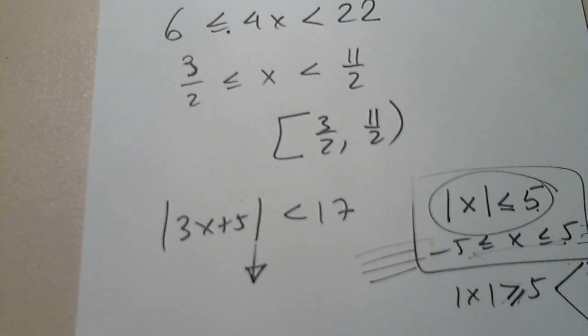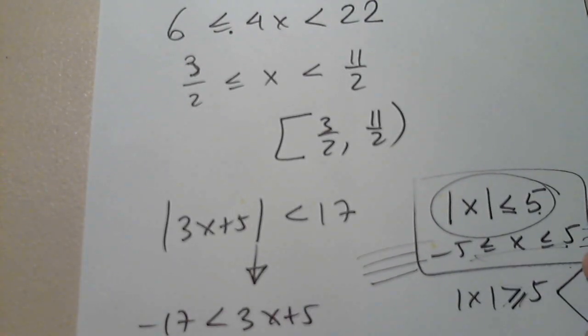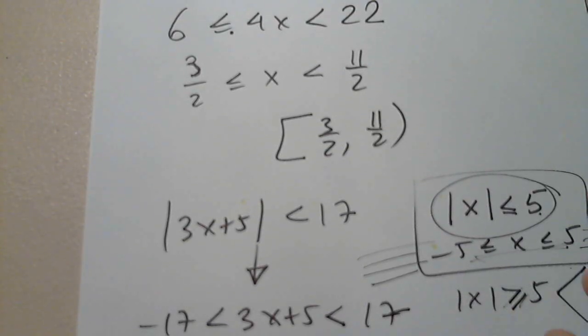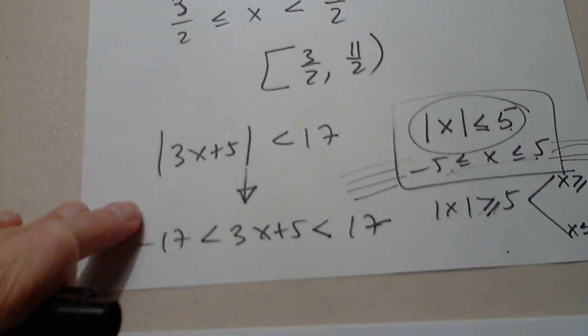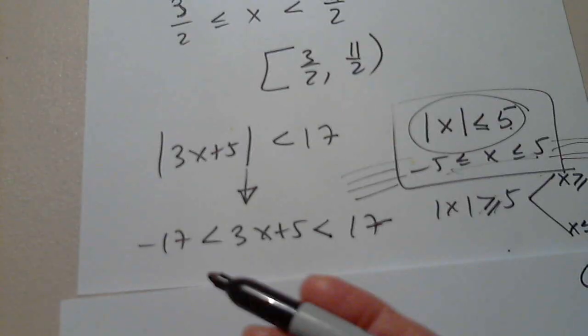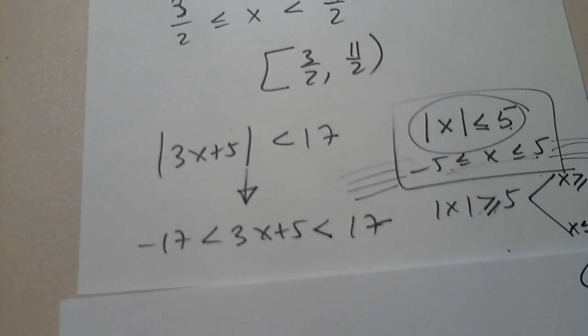Would it be -17 less than 3x plus 5? So -17 less than 3x plus 5, and positive 17 there. Less than 17. Good. Now I'm back to the same inequality from before. I have to eliminate the weakest link and then continue.